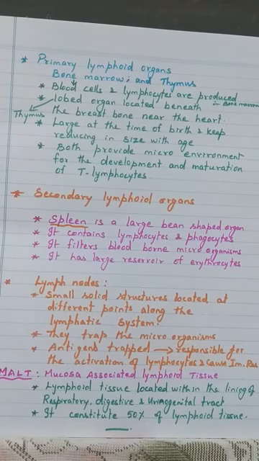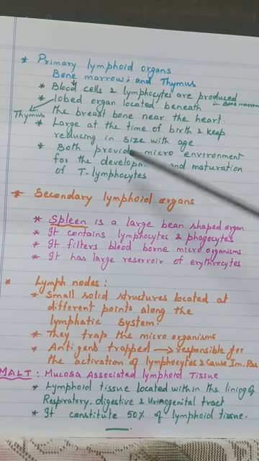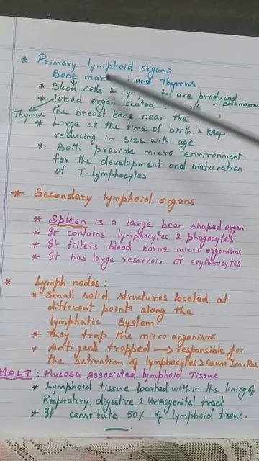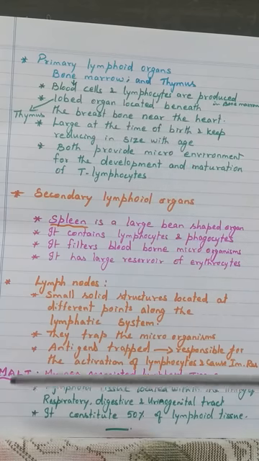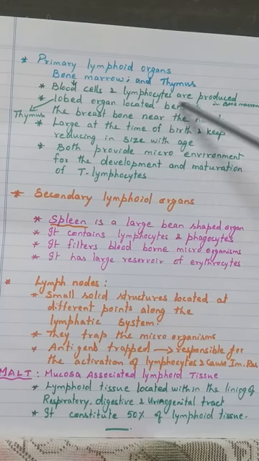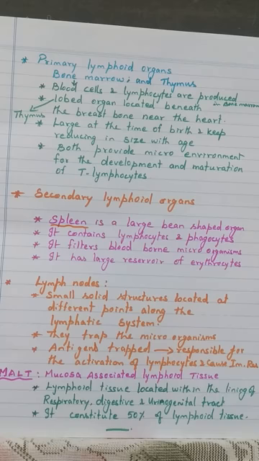Now, we will study the primary lymphoid organs. What are primary lymphoid organs? Bone marrow and thymus. In bone marrow, blood cells and lymphocytes are produced. And the thymus is a lobed organ located near the heart just beneath the breastbone. It is large at the time of birth and keeps on decreasing in size with age, and at the time of puberty, it reduces to a very small size.